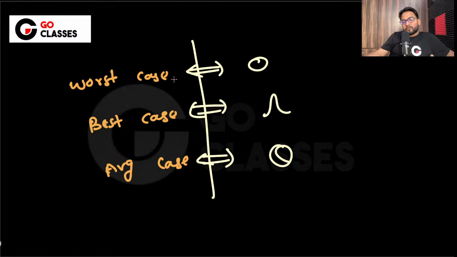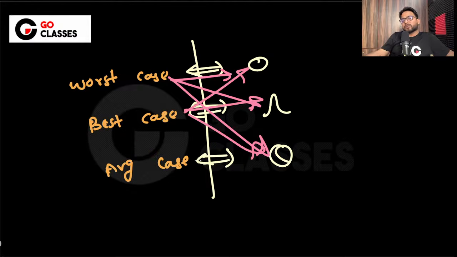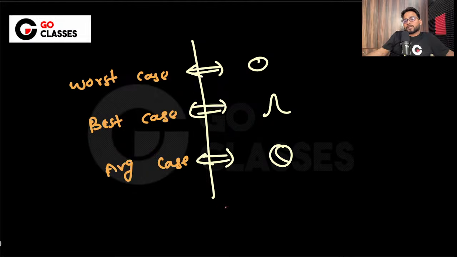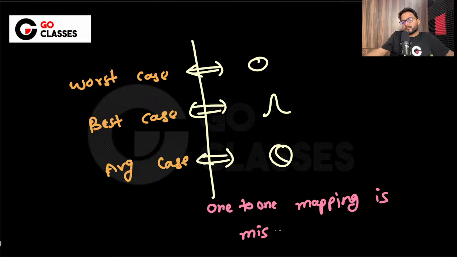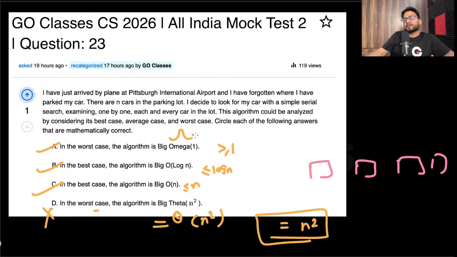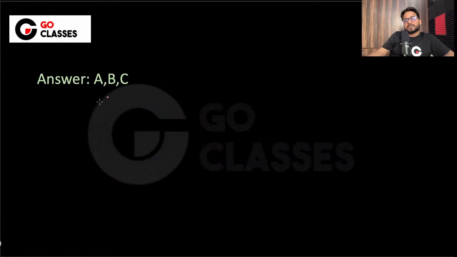For any case you can use any of these. For worst case you can use this, you can use this. For worst case also you can use this. For any case you can use any of these notations. These notations and these cases are not directly related. So it is a misconception that it is a one to one mapping. We have talked about it in the course, so I'm not going into too much detail, but I hope you understood with the help of the question that in the worst case also we can use big theta, we can use big omega, and so on. Okay, great. So ABC are the correct answers here.